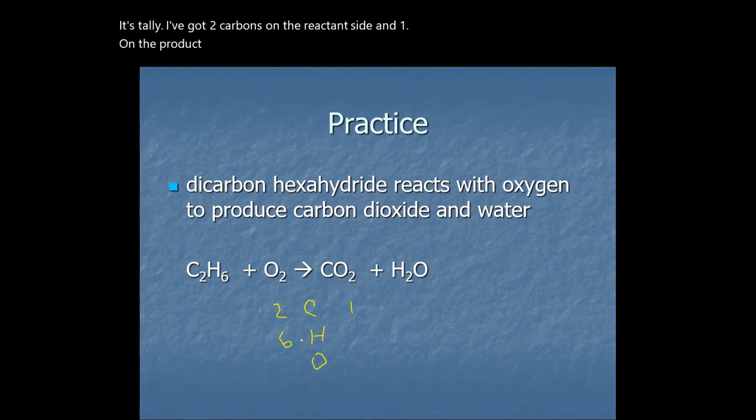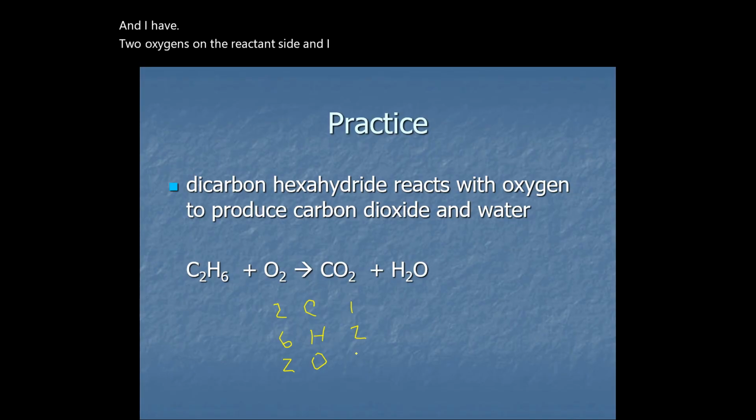I have 6 hydrogen on the reactant side, and I have 2 on the product side. And I have 2 oxygens on the reactant side, and I have, let's see, 2 plus 1, 3 on the oxygen side.